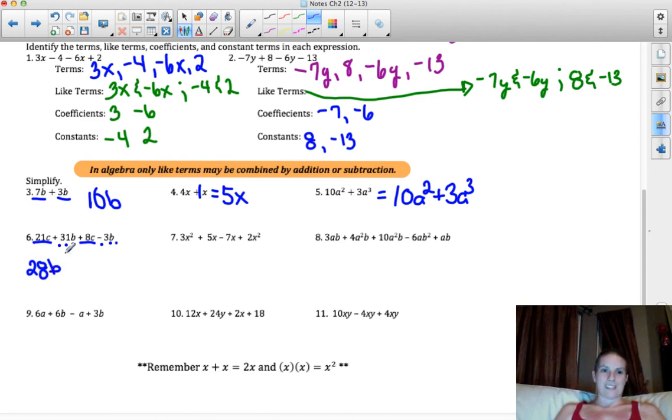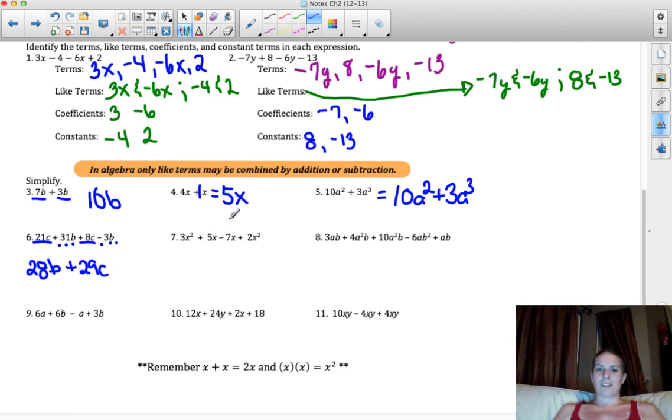And then we can do our c's. Positive 21 and positive 8 give me 29c. Remember, like terms are the only kind that can be added or subtracted. In this case, b and c are not alike. They cannot be added.